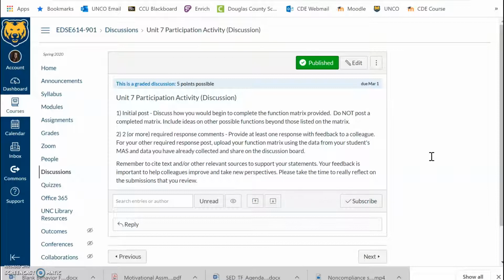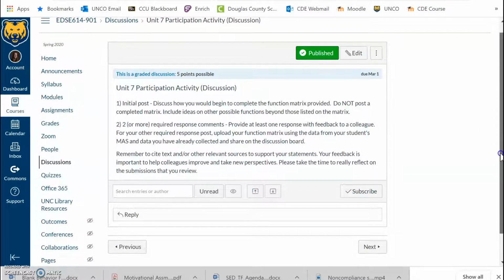And I know that the response post deadline is the final day of the unit at 11:59 p.m., but I would encourage you to post these a little earlier than Sunday late in the day. The reason is because that feedback component is so important. If you don't get it done until the final hours of the unit, people probably won't have a chance to really review it, reflect on it, and respond. So that's just a side note about posting timelines.